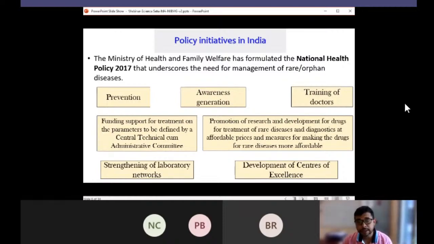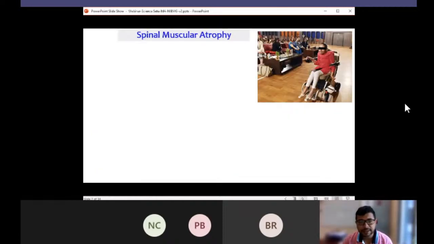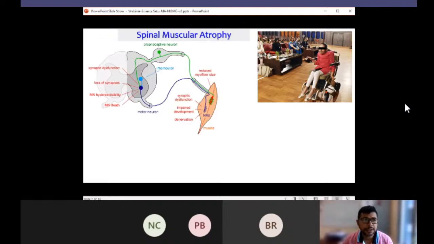So if I go to my next slide, I will just show you one example of spinal muscular atrophy, which is basically a debilitating condition where you can see synaptic dysfunction, loss of synapses, motor neuron hyperexcitability, and motor neuron death happening in the spinal cord and in the neuromuscular junction as well. So reduced myofiber size, synaptic dysfunction, impaired development, denervation. The effect is very severe, and you can see a patient in a wheelchair.